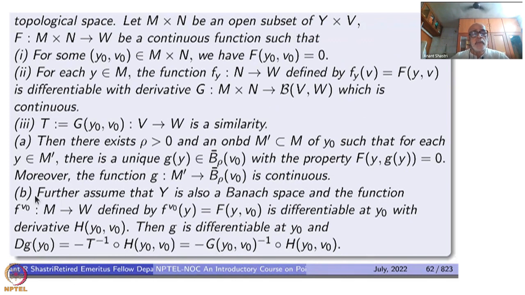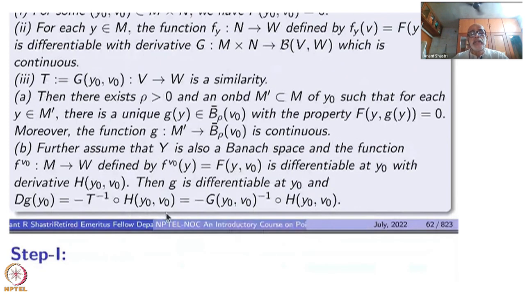The second conclusion, conclusion b, requires one more hypothesis, namely assume Y is also a Banach space and the function restricted to (y, v naught) from M to W, namely F y v naught operating upon y, is just capital F of (y, v naught). This is differentiable at y naught, and its derivative is h. Then G will be differentiable at y naught, and the derivative of G is given by minus T inverse h.